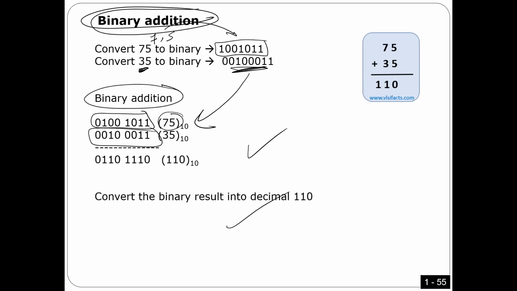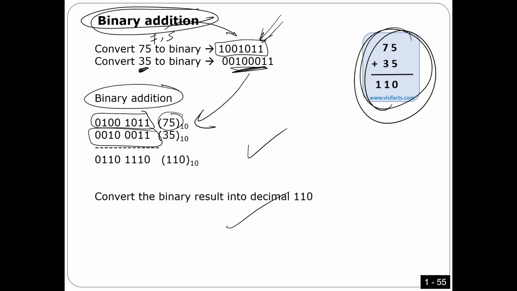Now, I'm going to do this addition, but in a different way. I'm not going to convert and get 75 this way. I'm going to keep this number in decimal, but represent it in binary. Wait a second, what do you mean? I'm going to tell you what I mean.